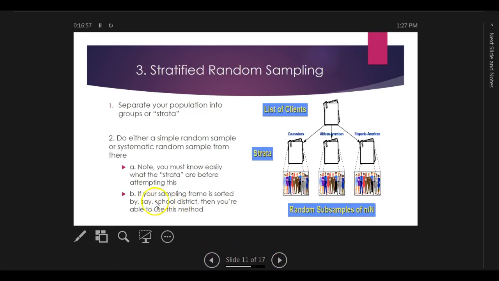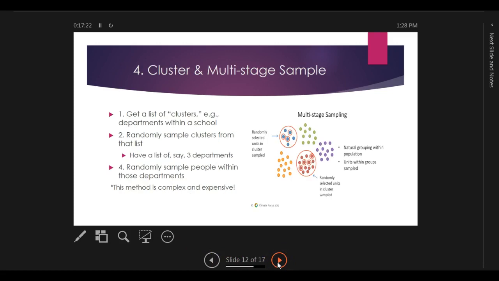Oh, here, there was an example here. If your sampling frame is sorted by, say, school district, then you are able to do this method. So your strata is the school districts, and then you're randomly selecting from the school districts. That's another way of stratification. The next, or the last, the fourth sampling kind under probability is cluster and multi-stage sampling.